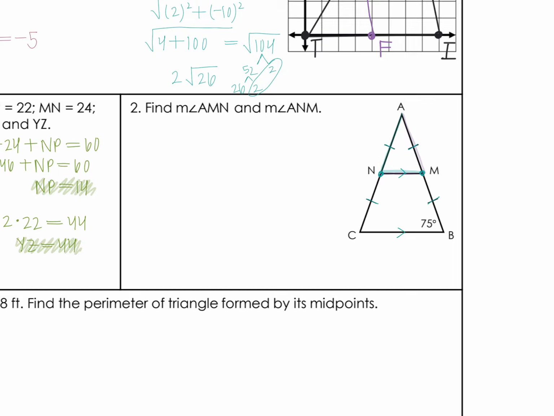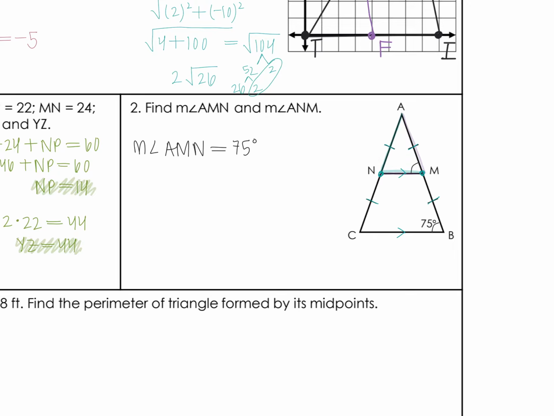And so what's helpful there is the fact that they are parallel lines, and we can use parallel lines cut by a transversal. So we will get that these two angles here, the 75 degrees and this angle AMN, are going to be congruent because they are corresponding angles. So the measure of angle AMN is going to be 75 degrees.